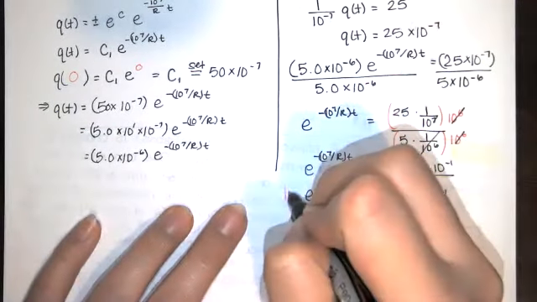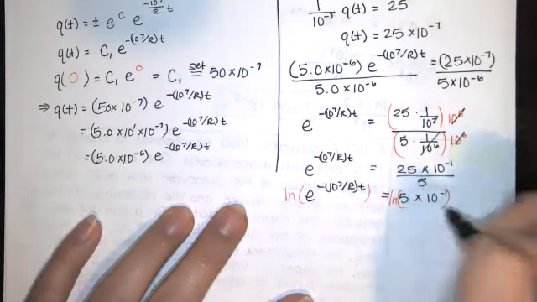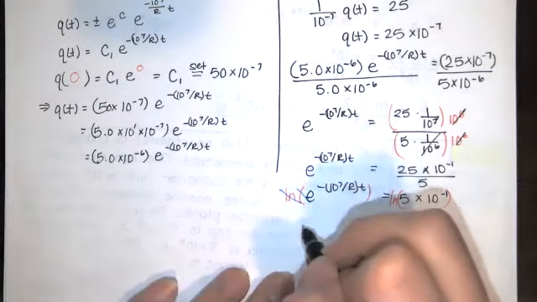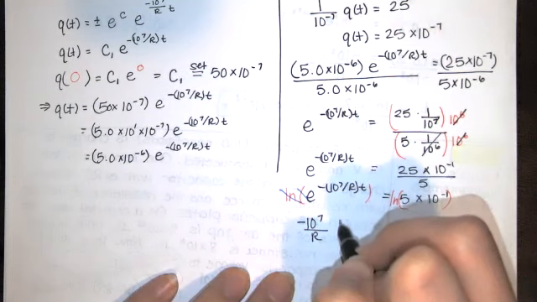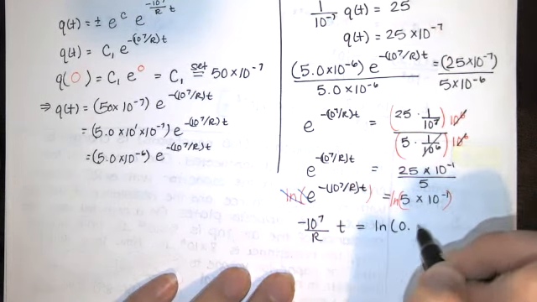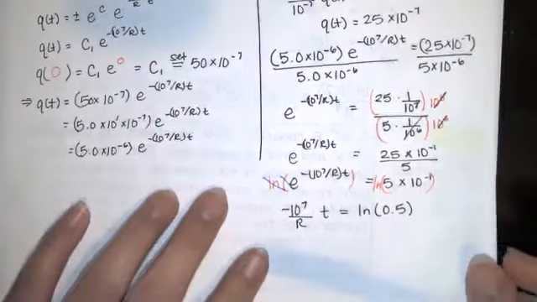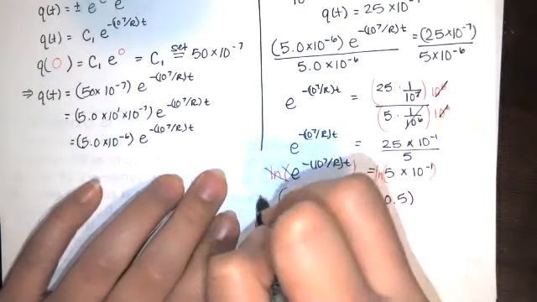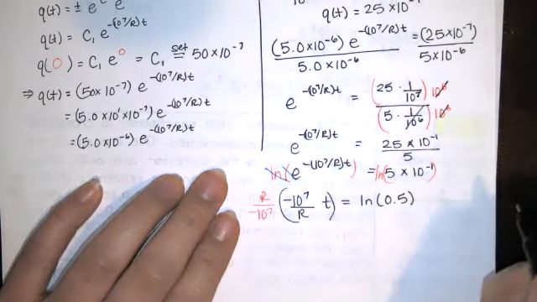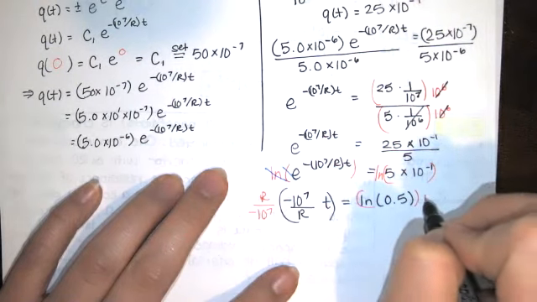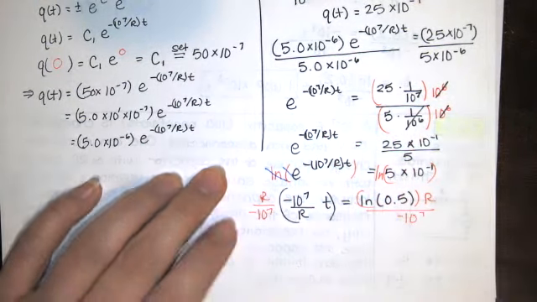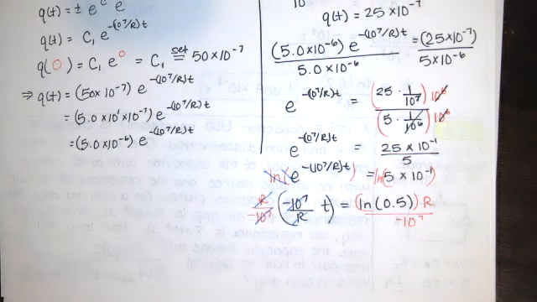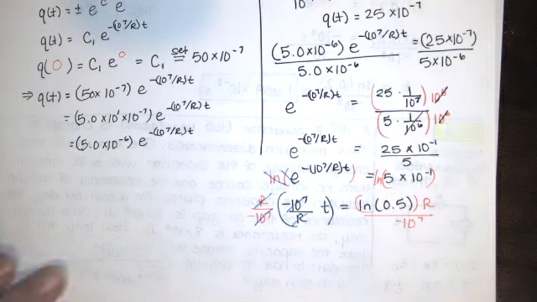And in order to get rid of this exponential, we'll take the logarithm of both sides. Those two functions undo each other, and we just end up with negative 10 to the 7th over R times t equals the log of 0.5. And if we're trying to get t by itself, we can multiply both sides by the reciprocal of this expression. So we'll multiply by R over negative 10 to the 7th. And that will give us t. For each value of R, we'll have a different time.